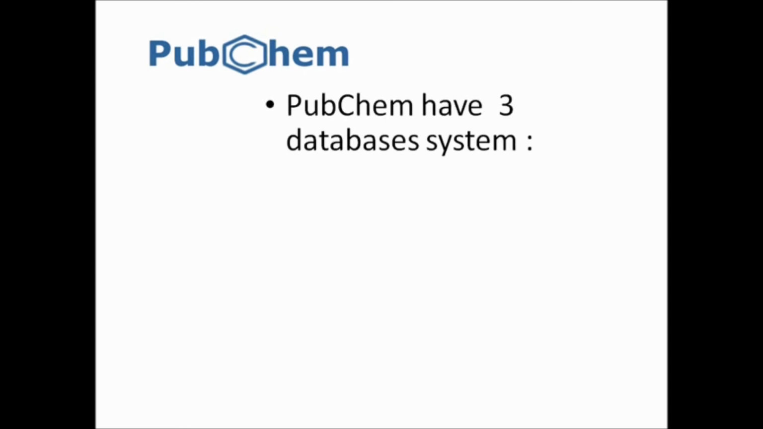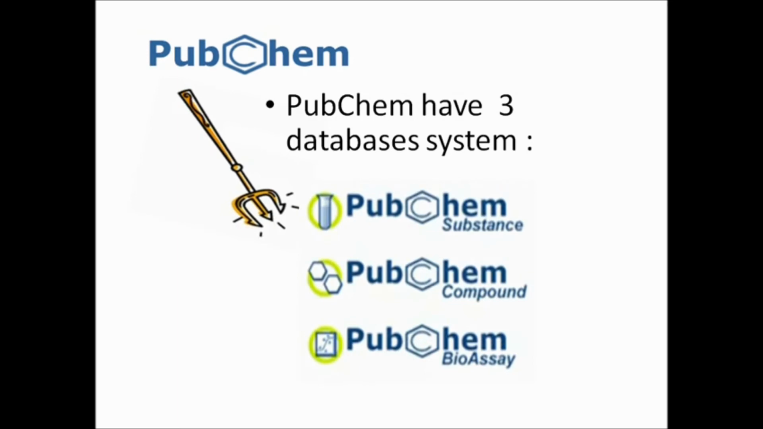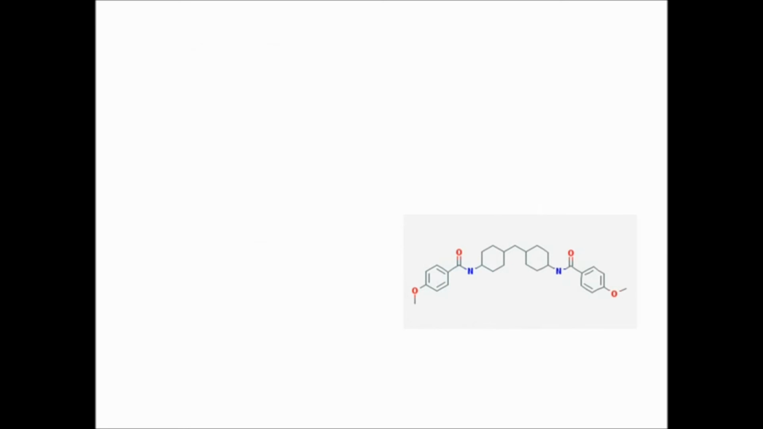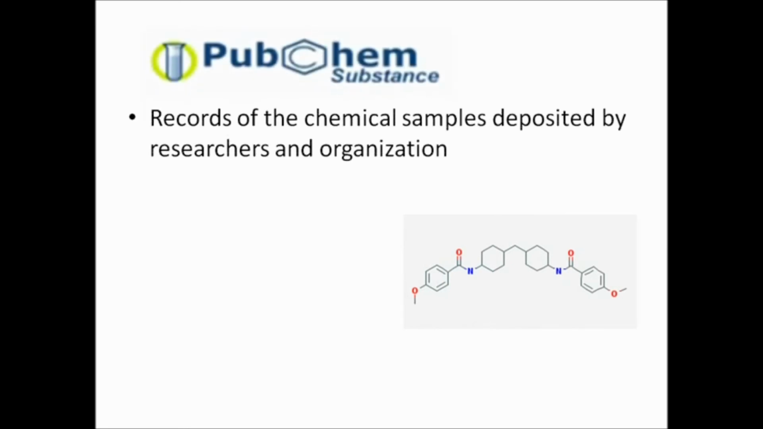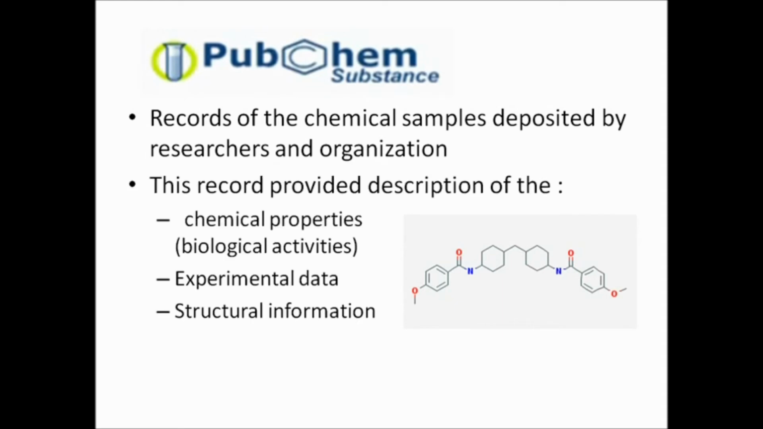PubChem has three database systems. First, PubChem Substance, second, PubChem Compound, and third, PubChem BioAssay. PubChem Substance is a record of the chemical samples deposited by centers and organizations. This record provides descriptions of the chemical properties, biological activities, experimental data, and structural information.